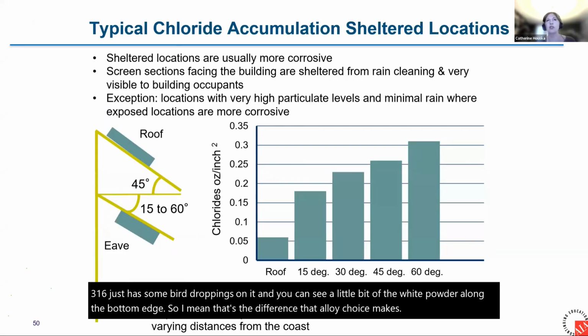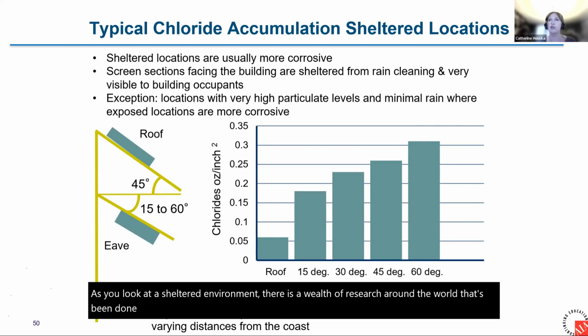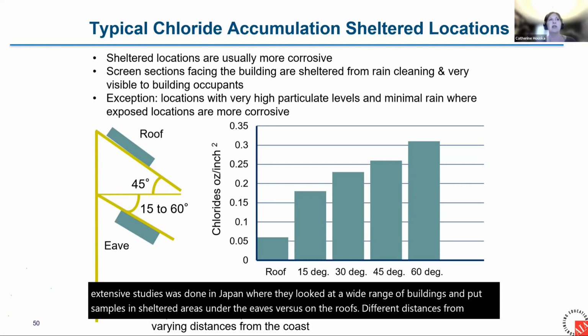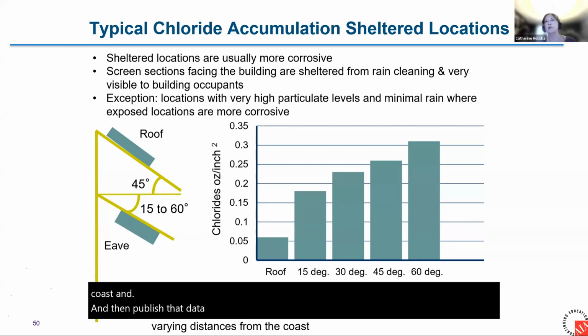As you look at a sheltered environment, there is a wealth of research around the world that's been done comparing sheltered locations to those that are not sheltered. One of the most extensive studies was done in Japan, where they looked at a wide range of buildings and put samples in sheltered areas under the eaves versus on the roofs, different distances from the coast, and then published that data rather than a one location specific data point.